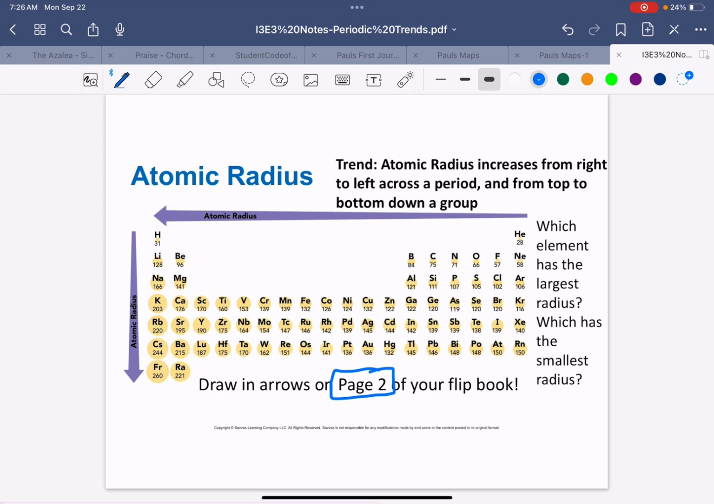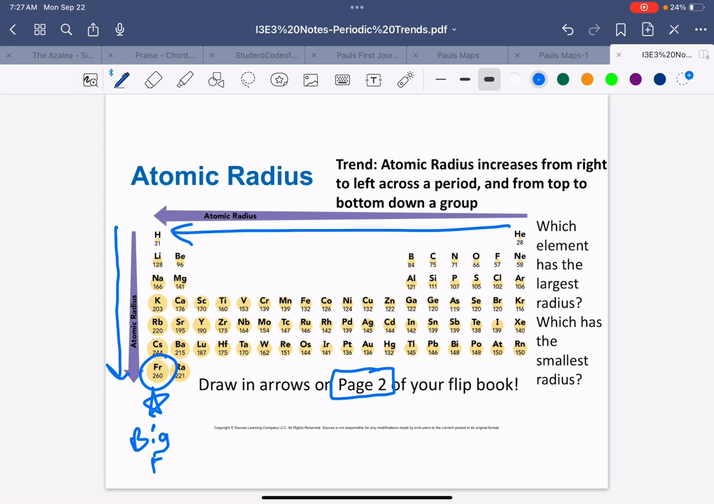Go ahead and go to page 2 of your flip book. Let's look at the trend. Atomic radius increases from right to left and from top to bottom as we go down a group. So in your flip book, I want you to label the arrows: down, and from right to left. If you want to go ahead and circle and put a star on Big Frank, he is the largest atom that we have on the periodic table.